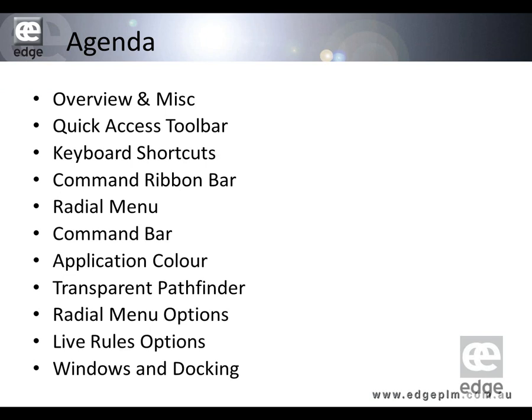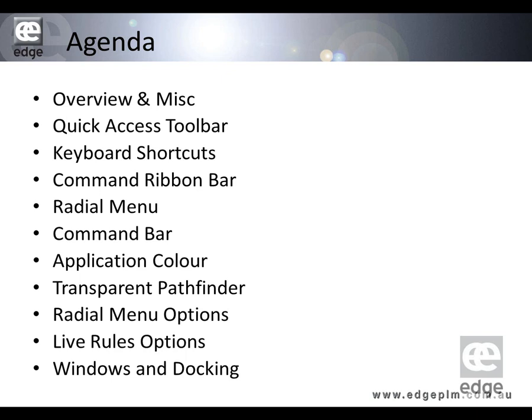Just to give you an idea of what we'll be covering today, there seems to be a lot of topics, but most of them are fairly short. We'll have an overview of the Solid Edge screen, and then a quick look at some of the miscellaneous ways of doing things, especially around the mouse. Then we'll be looking in some detail at the quick access toolbars, keyboard shortcuts, and how to customize those, and again with the command ribbon bar, how to customize that. The radial menu, which has been around for a little while now, how to use that and customize it, because I think it's very powerful when we customize it.